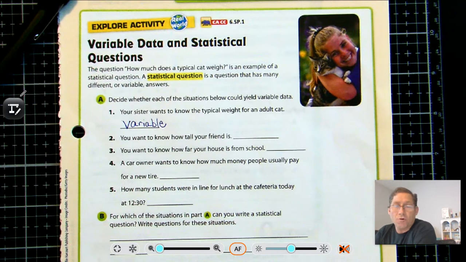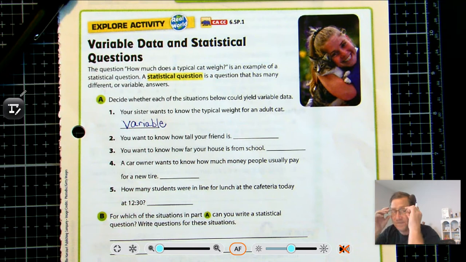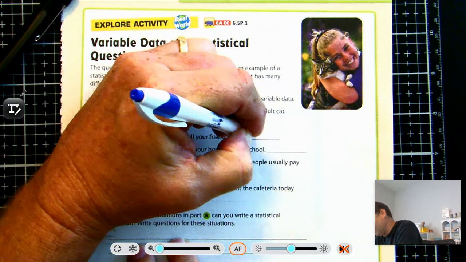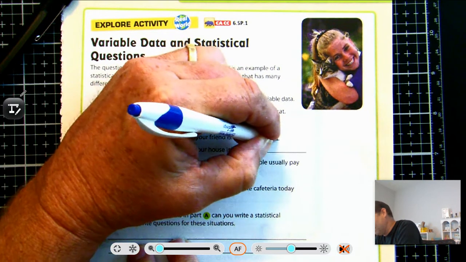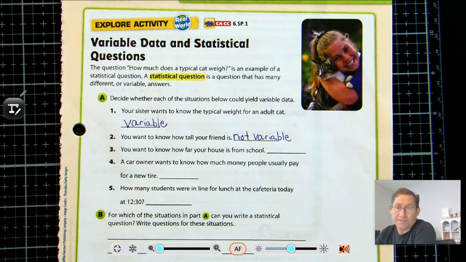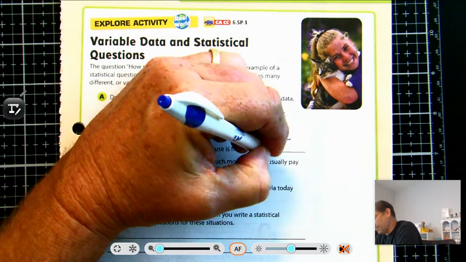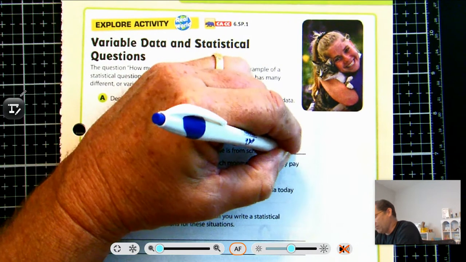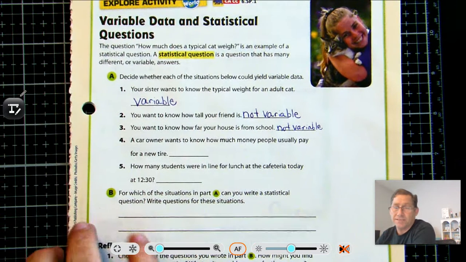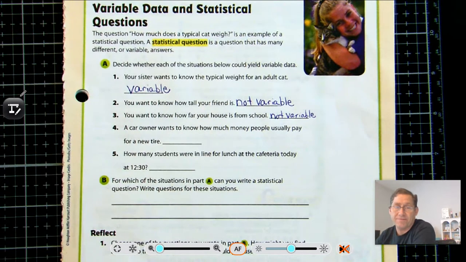You want to know how tall your friend is. Okay, well, that's only one person, right? So there's no way for it to vary. So that's not variable. You want to know how far your house is from school. Again, because they're only asking one person, it's not variable. If you collected data on several students or several people, then yes, that would be a statistical question. But since it's only one piece of information, not variable.